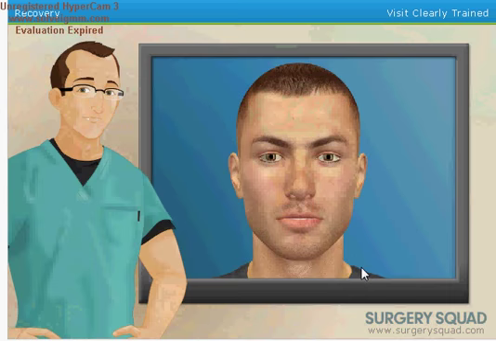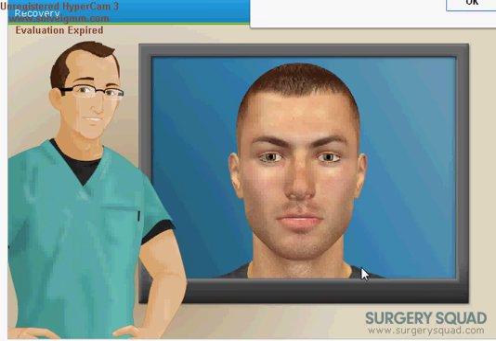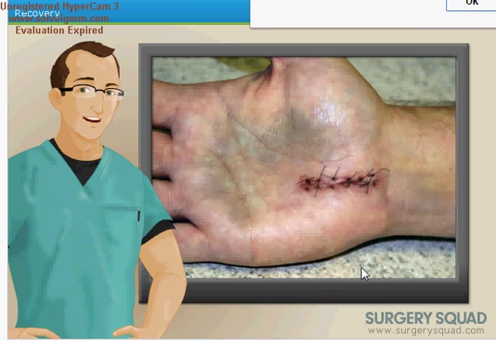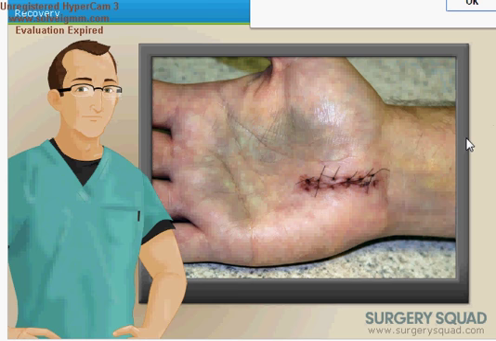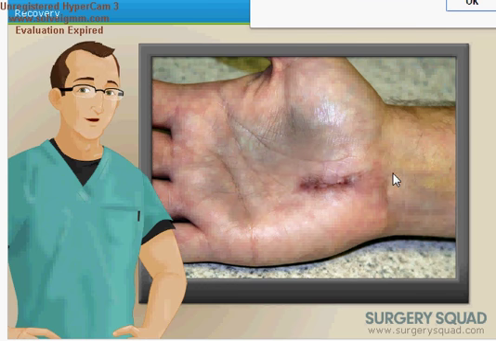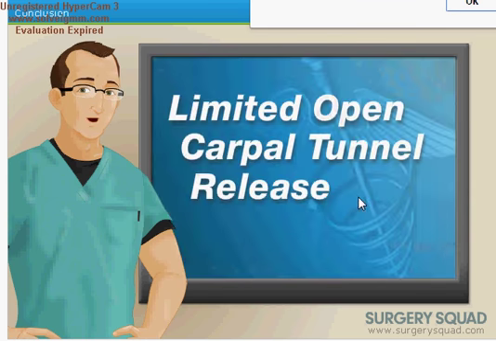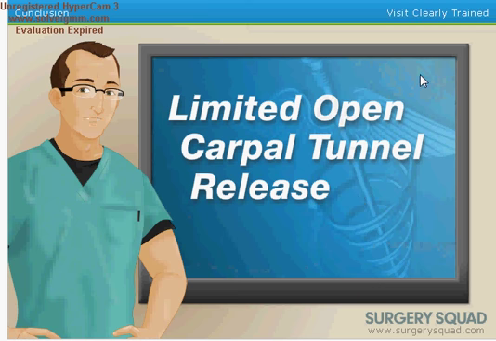Once our patient returns home, he'll be asked to follow specific instructions for driving, exercise, and medication. This will include keeping his hand elevated above his heart for the first few days after surgery. About 2 weeks after surgery, we'll remove our patient's stitches, and he'll be gradually allowed to return to his normal routines in 4 to 6 weeks. And that's a limited open carpal tunnel release surgery.